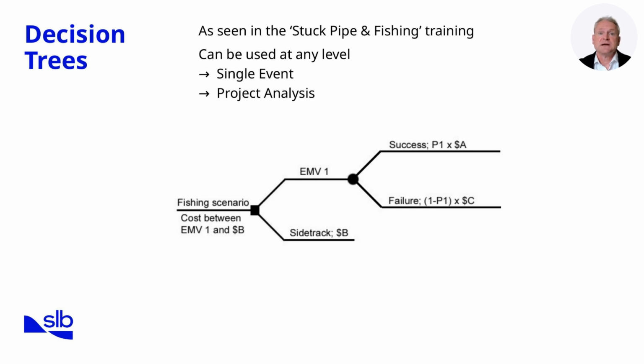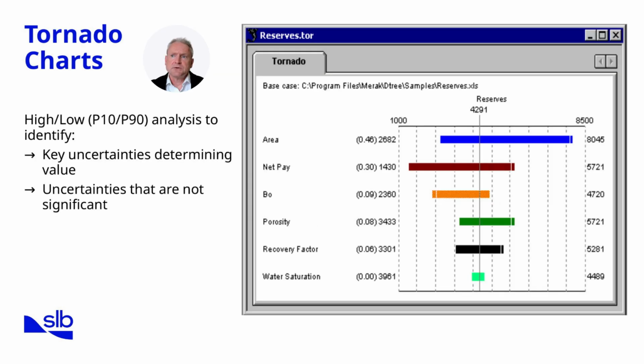With decision trees covered, we can now look at another tool for identifying uncertainties: tornado charts. Tornado charts provide a visual way to understand which uncertainties matter most to project value. They are based on sensitivity analysis, where we vary key input parameters such as drilling days, cost per day, or non-productive time, and see how much the outcome changes.